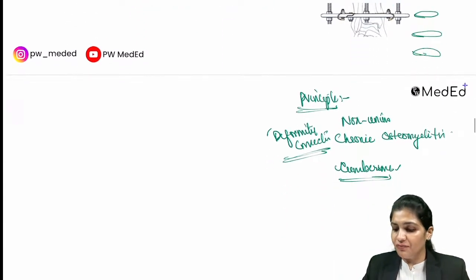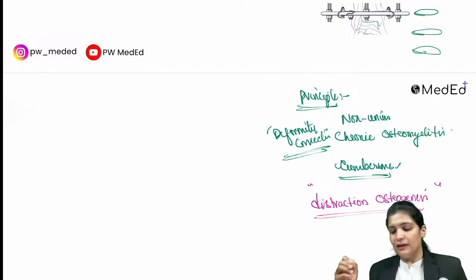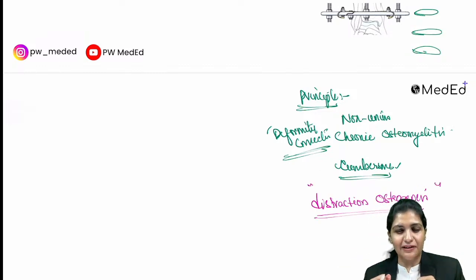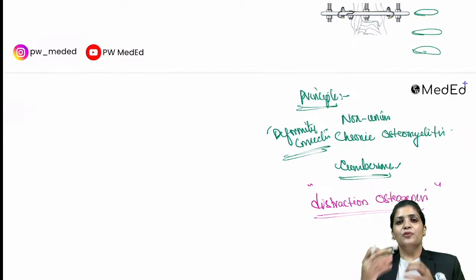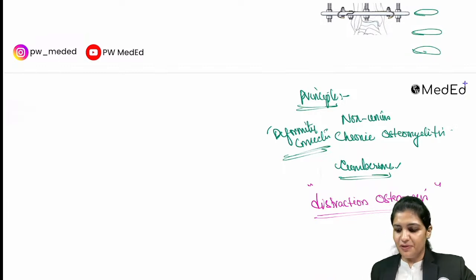And the principle of the Ilizarov is distraction osteogenesis. That means there is some amount of distraction which occurs at the fracture site, and this is a controlled distraction which will stimulate osteogenesis. So there will be formation of bone with this distraction. Hence it is called distraction osteogenesis. So this is the principle underlying the Ilizarov fixation.